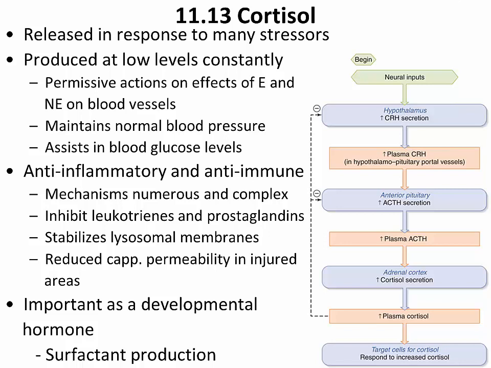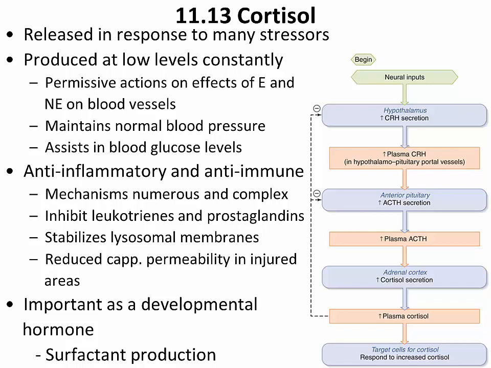Cortisol also plays a role in development. It plays a role in development of the nervous system, and perhaps most prominently, it plays a role in the development of the lungs. One thing it does in the development of the lungs is cause the production of surfactant, or promote the production of surfactant. Surfactant, of course, reduces surface tension and is absolutely necessary for the survival of the infant.